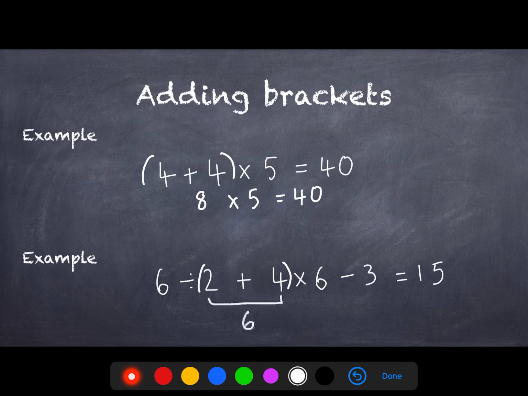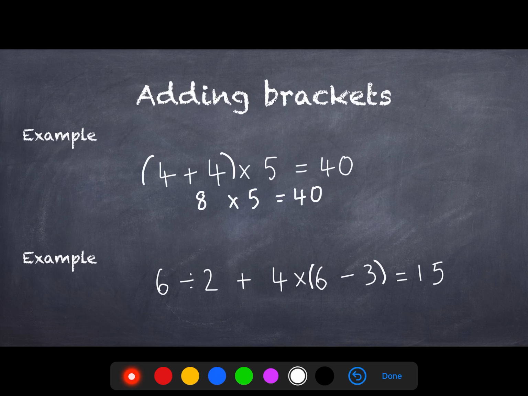So I would have 2 plus 4 would be 6. 6 divided by 6 times by 6 minus 3. That's not going to work because I'd have 1 times 6 would be 6, minus 3 would be 3. So that's not the place to put them. Now let's try here, because I think that's the last place we can try.